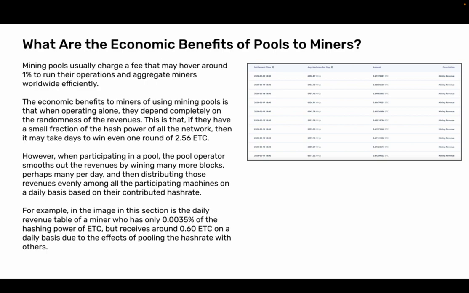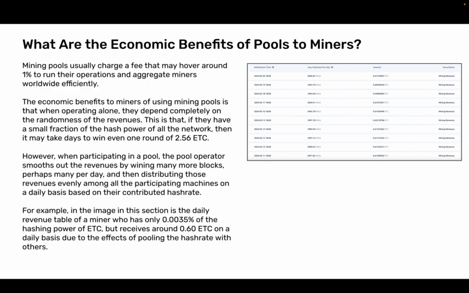The economic benefits to miners of using mining pools is that when operating alone, they depend completely on the randomness of the revenues. This is that if they have a small fraction of the hash power of all the network, then it may take days to win even one round of 2.56 ETC. However, when participating in a pool, the pool operator smooths out the revenues by winning many more blocks, perhaps many per day, and then distributing those revenues evenly among all the participating machines on a daily basis based on their contributed hash rate.